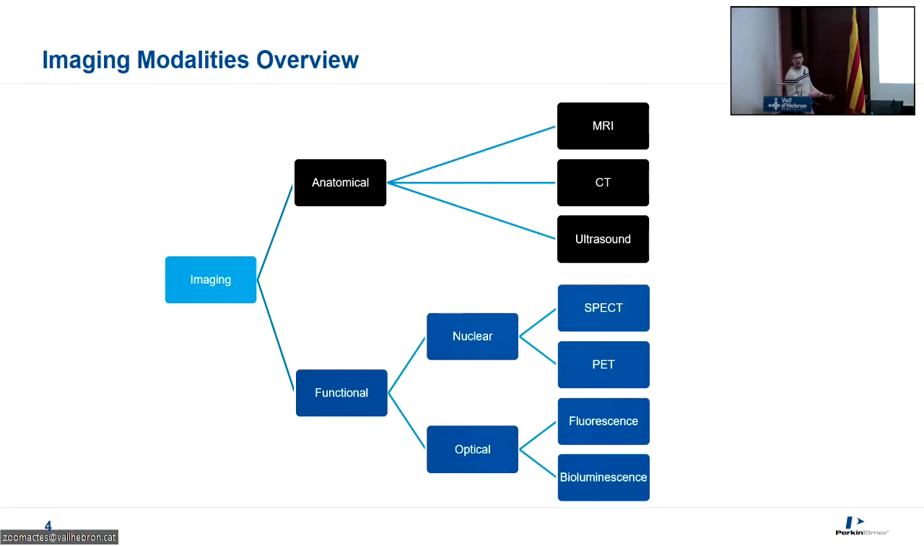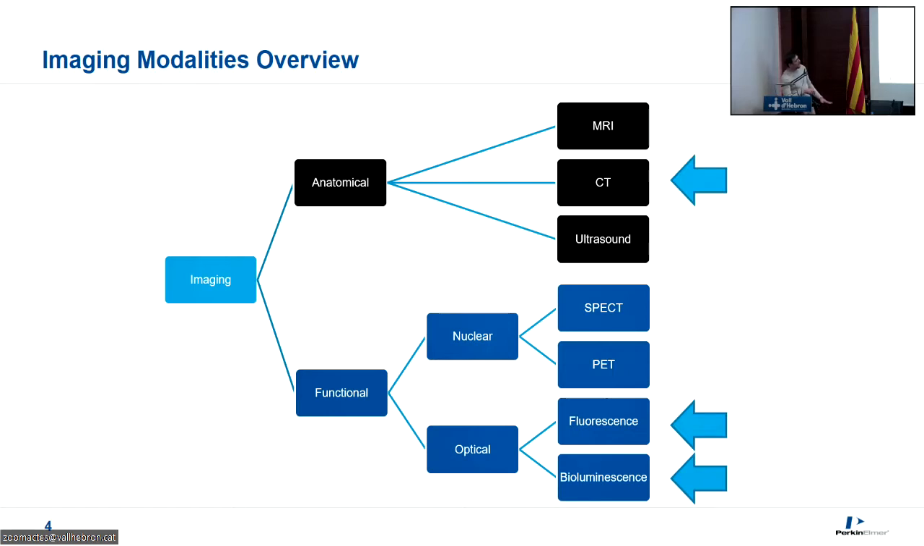So this is just an overview of all the different imaging modalities that you can find in the preclinical field as well as in the clinical field. All of them are basically split into two main groups: anatomical modalities and functional modalities. In the anatomical one, you can find MRI as well as micro-CT and ultrasound. And the functional one is divided in two, with nuclear imaging on one side and optical imaging on the other. For the nuclear one, you can find SPECT and PET, and for the optical one, fluorescence and bioluminescence.